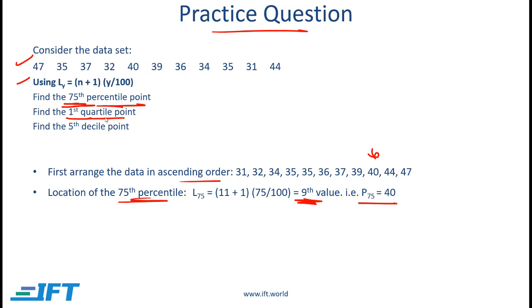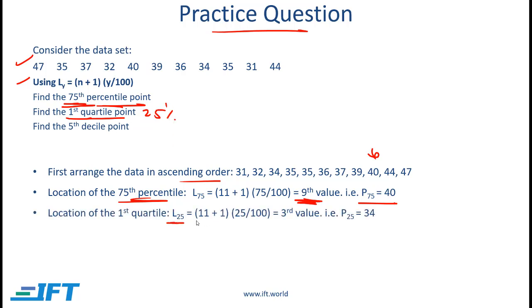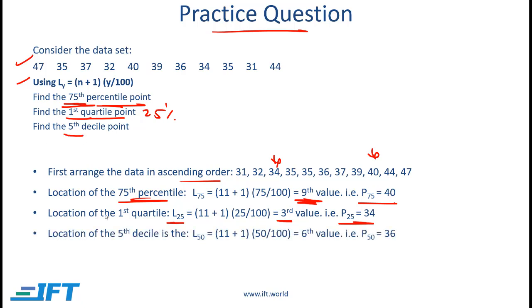Then first quartile point. First quartile means 25th percentile. So we have L25, same formula. We get the third value, and the third value is 34. Fifth decile, this is the same as the median. So fifth decile is L50. This gives us the sixth value, which is 36. So this is value number 6.